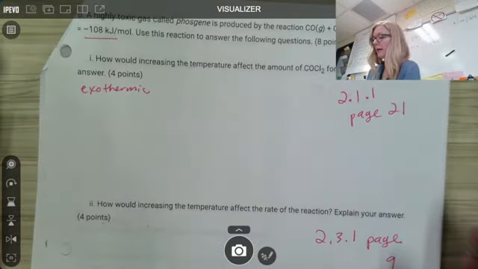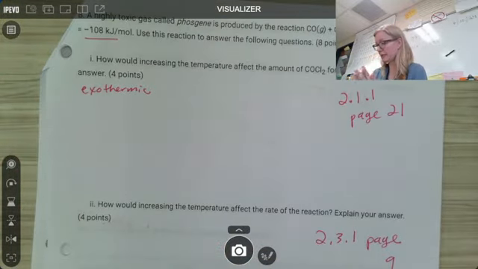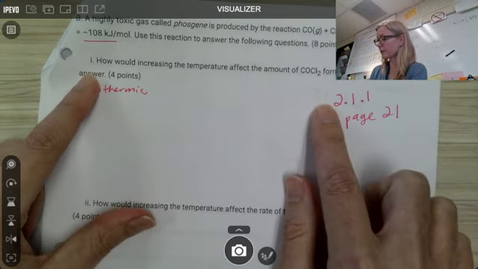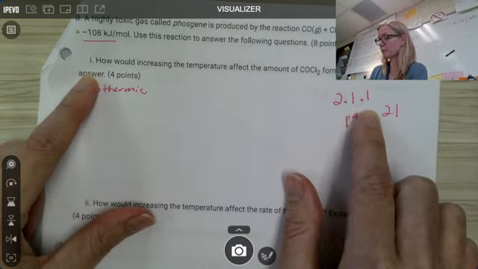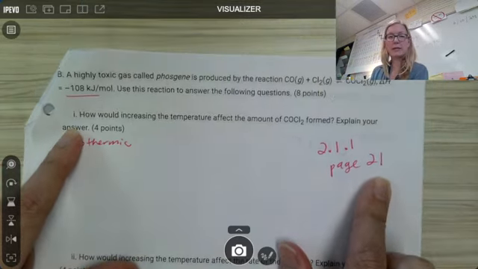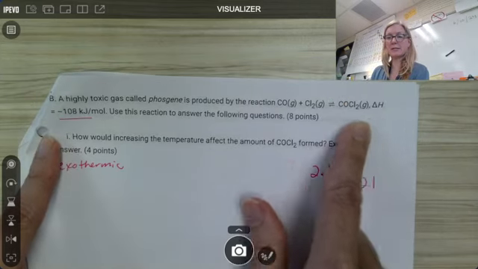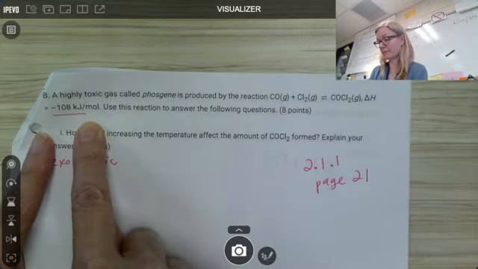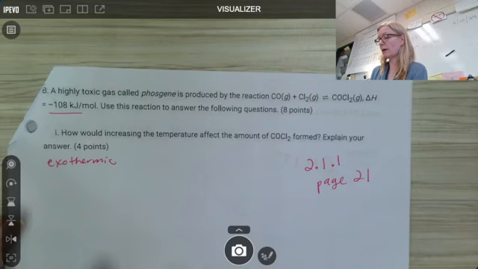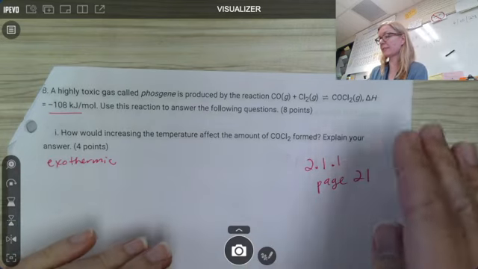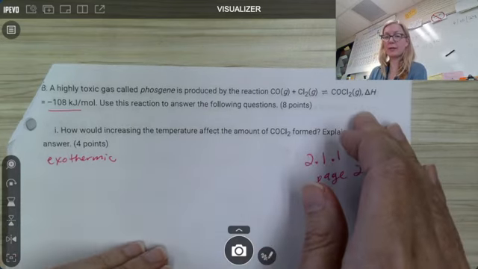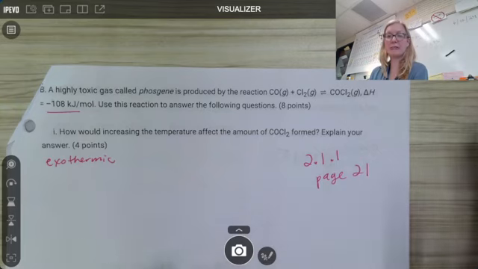All right. For part B, number 1, you're going to look at 2.1.1, page 21. Keep in mind that this reaction is exothermic because delta H is negative, okay? So when it's exothermic, heat is like a product. So you could even rewrite this formula with plus heat at the end, okay? Because when it's exothermic, it's releasing heat, so heat is like a product.